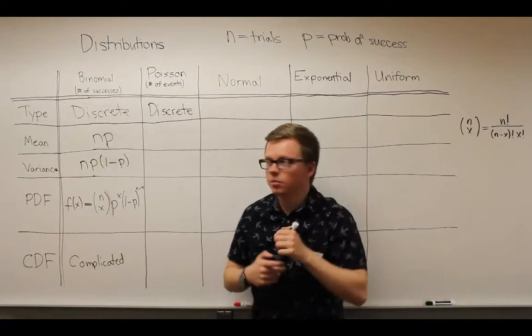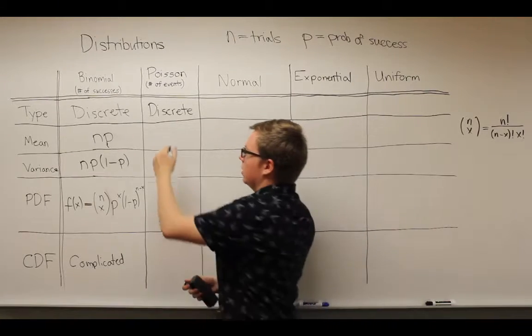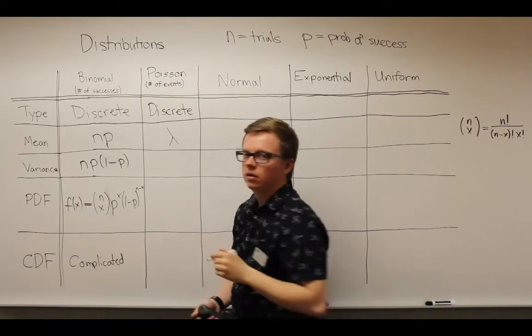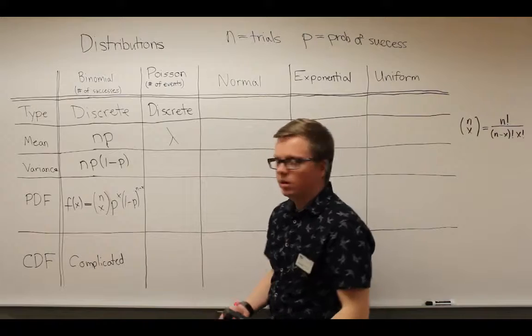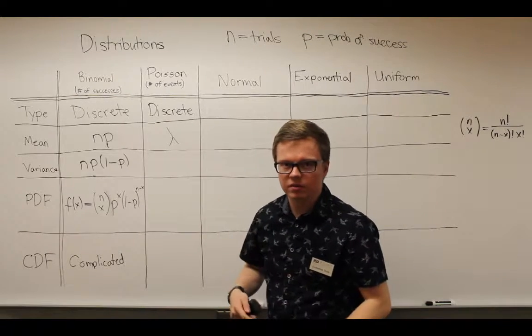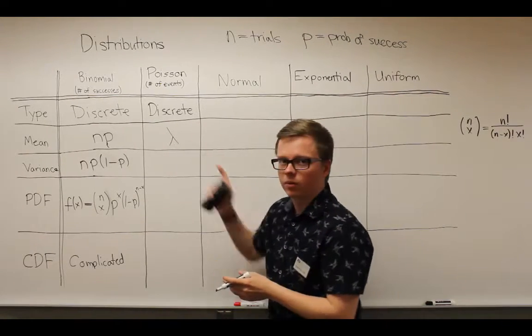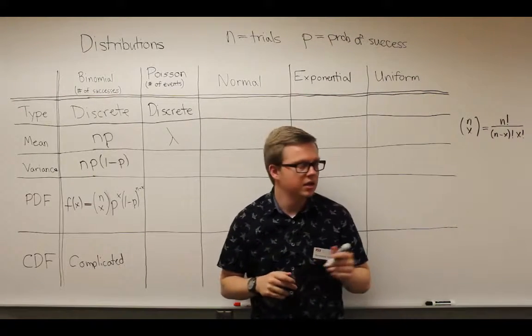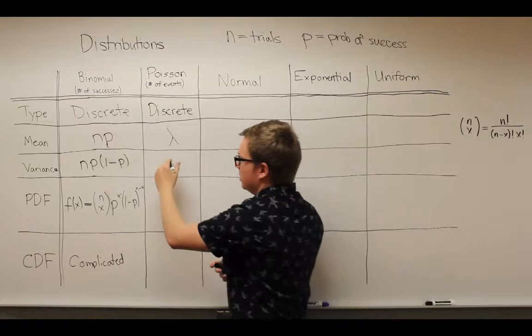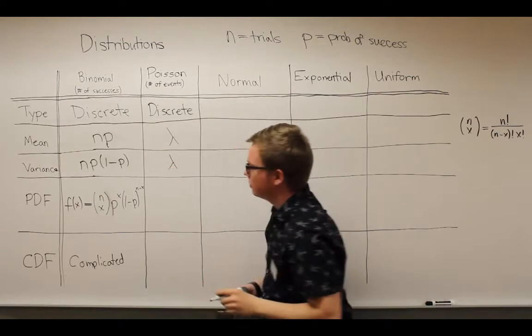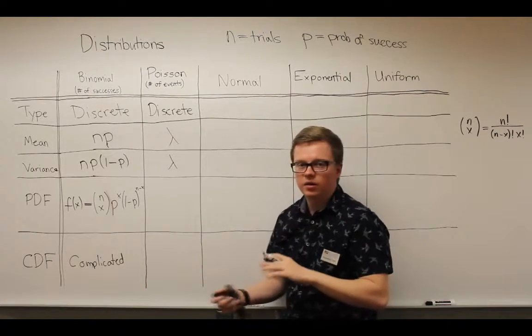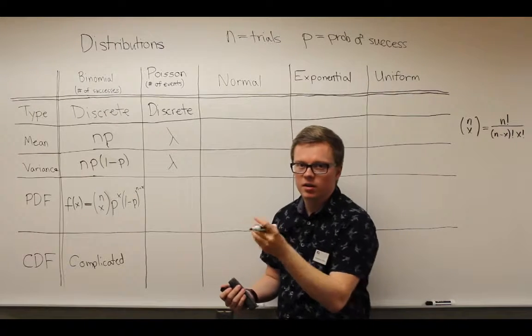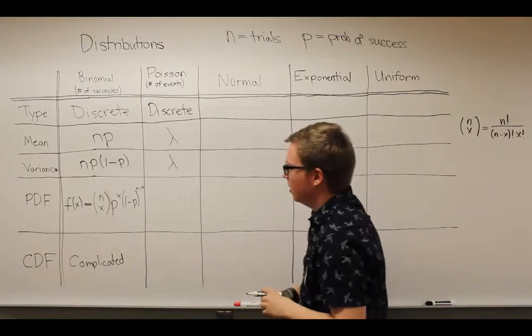The mean of this distribution is given by a parameter, lambda. And all that means is maybe the mean's 5, then lambda equals 5. You'd usually be given that if you're working with the Poisson distribution. The variance in this case for the Poisson distribution is actually also equal to lambda. So every Poisson distribution has the same mean and variance.